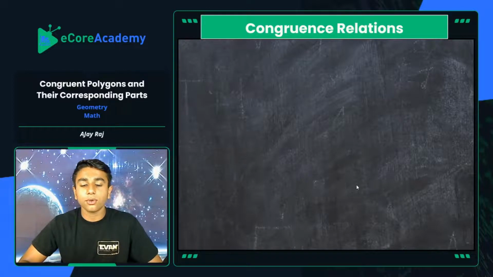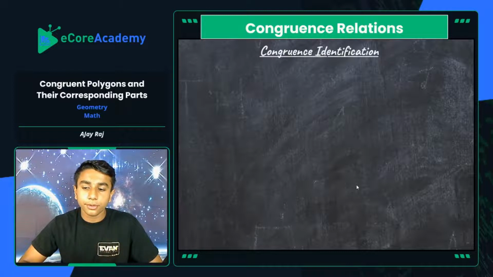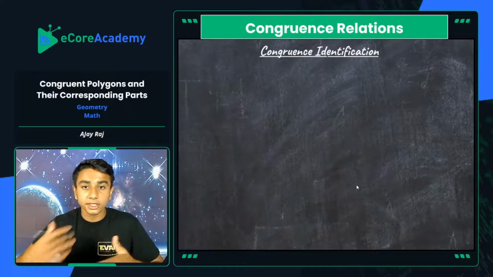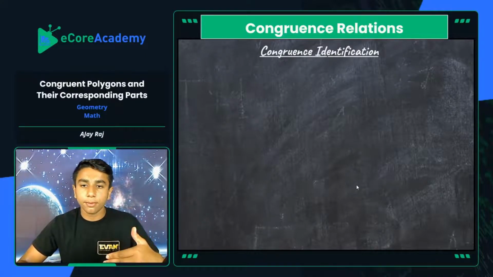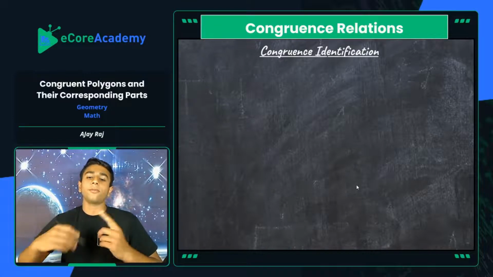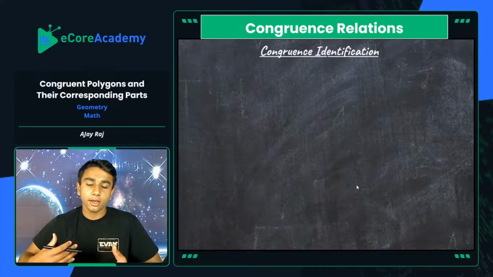So let's look at congruence relations. This is a very important part of this lesson here. We're going to actually see how we can identify congruence. So we're going to see a congruence identification, and this is specifically through corresponding parts, not through what's given to you. Say, for example, you're given a problem and you're automatically told these two triangles are congruent or these two squares are congruent. We're going beyond this, basically behind the scenes.